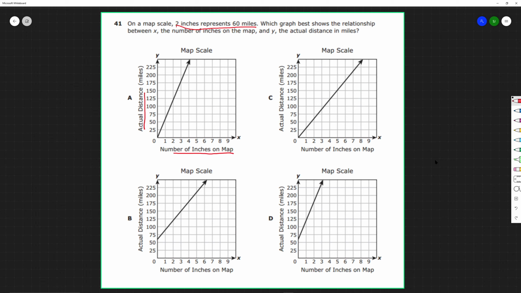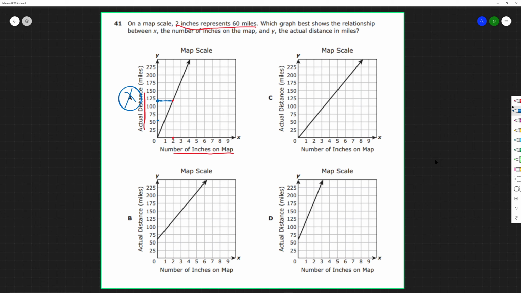So let's try choice A first. Choice A, 2 inches. That means x is 2. When x is 2, there's a data point here. For this data point, the corresponding y, the actual distance, is here. The actual distance is between 100 and 125. Could it possibly be 60? No, because 60 should be down below. So here it cannot be 60. So this one does not pass the test.